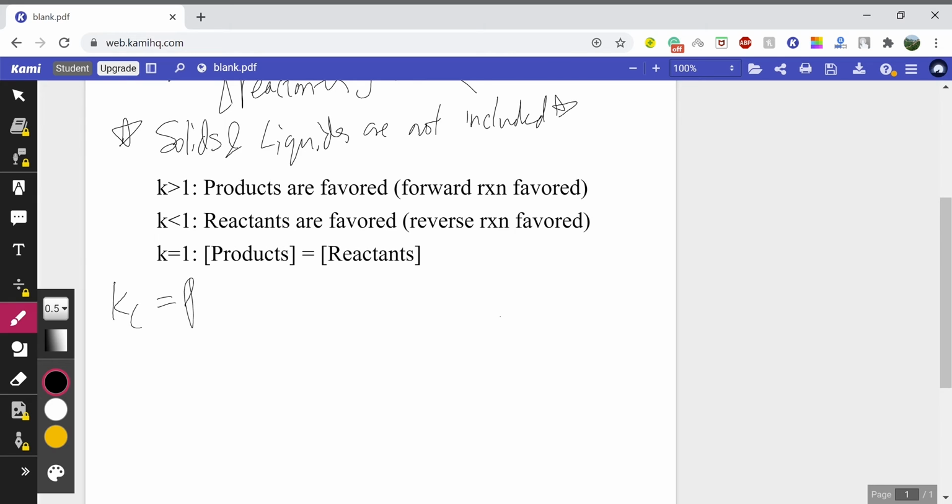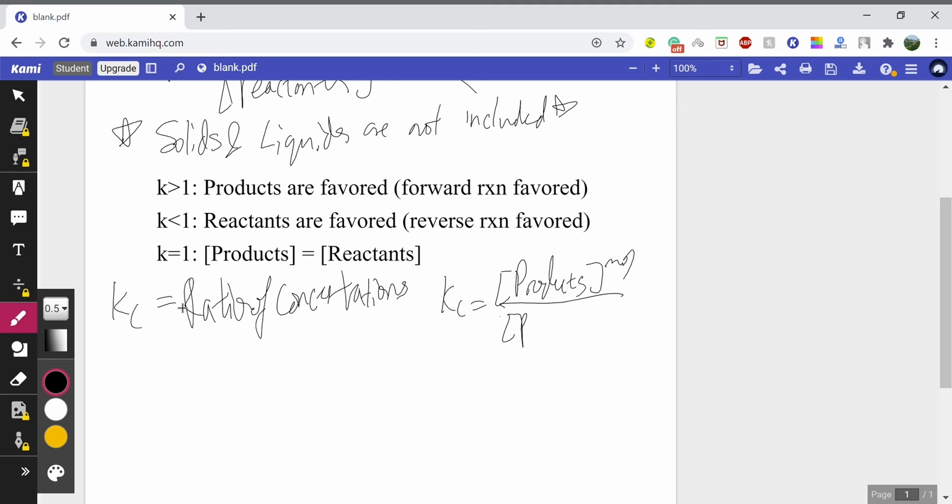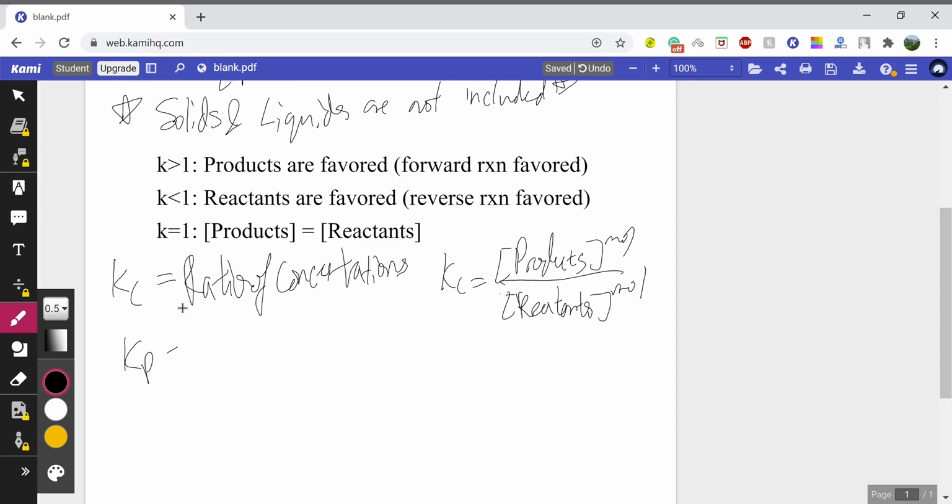Now let's talk about Kc and Kp. Kc is a ratio of concentrations. So Kc is equal to the concentration of products to their moles power divided by the concentration of reactants to their moles power. Kp, on the other hand, is a ratio of partial pressures.